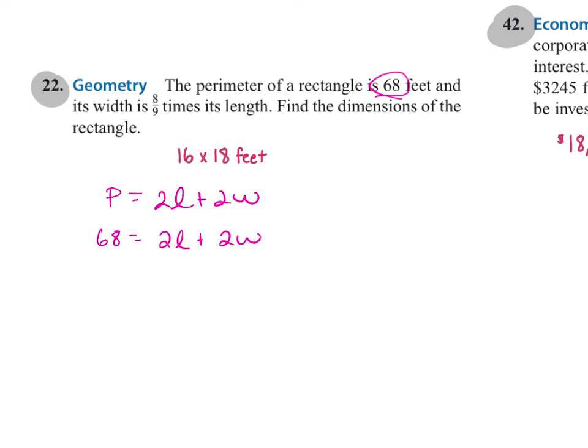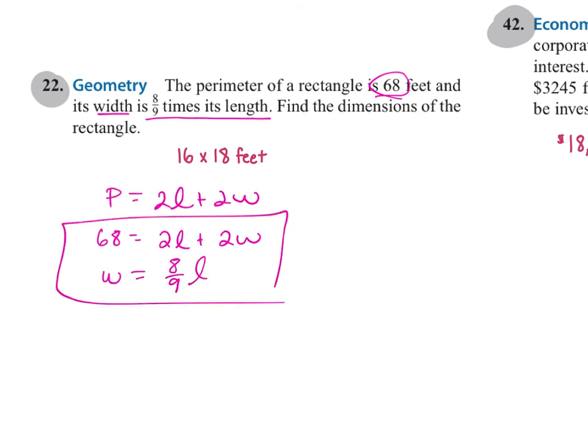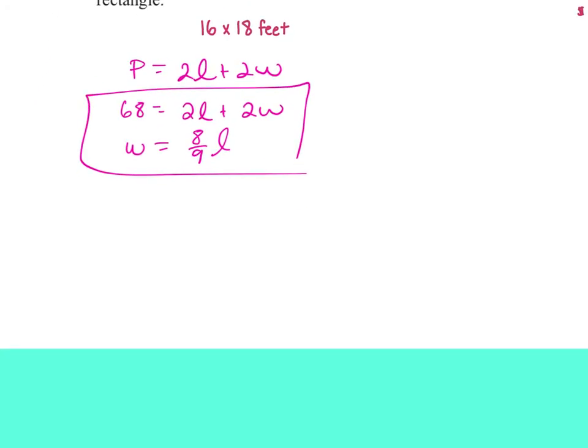There's the first equation. And then the width is 8/9 the length. So width equals 8/9 the length. And here's my system. This one's set up for substitution. I can take and plug that in. So 68 would equal 2L plus 2 times 8/9 L. I get 68 equals 2L plus 16/9 L.